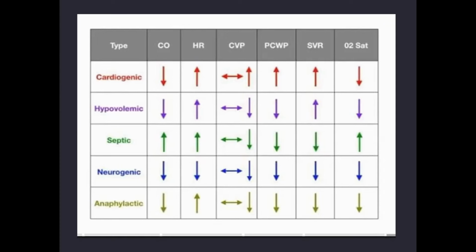Because of vasodilation. Perfect. It's the vasodilation which results in decreased systemic venous resistance. So decreased systemic venous resistance results in decreased venous return, which results in decreased central venous pressure. And finally, less blood flow towards the pulmonary system results in a decrease in pulmonary capillary wedge pressure.